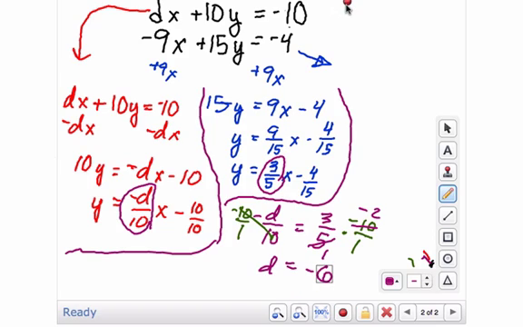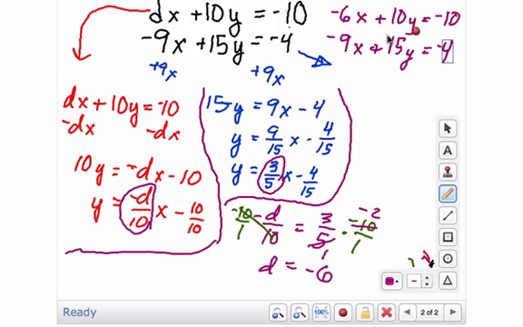Okay, so this would be negative 6x plus 10y equals negative 10, and if you're comparing that to negative 9x plus 15y equals negative 4, it does not look like this equation is a multiple of the other equation, so these are two separate lines that will have the same slope. And so they will be inconsistent. They will not have a solution.